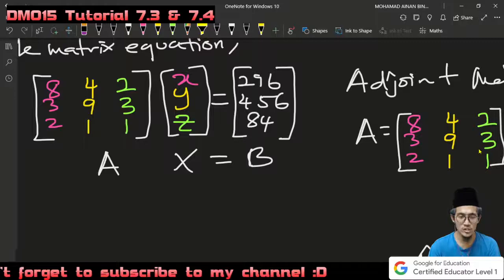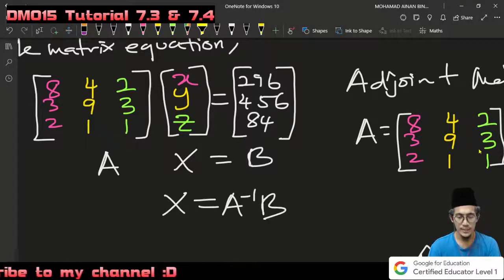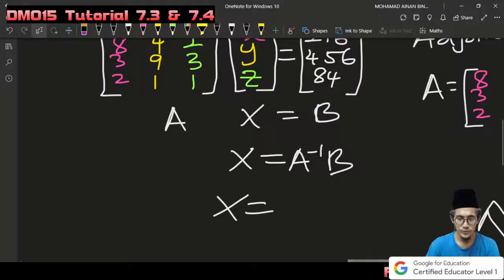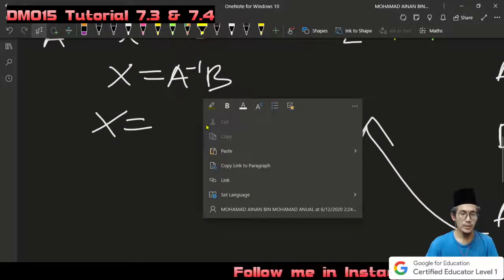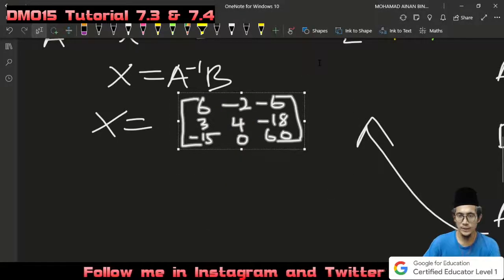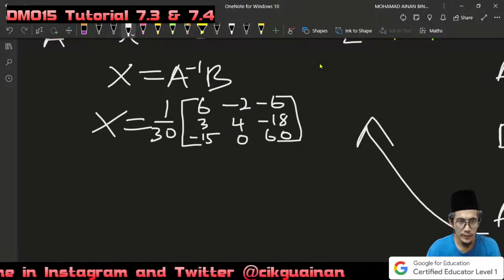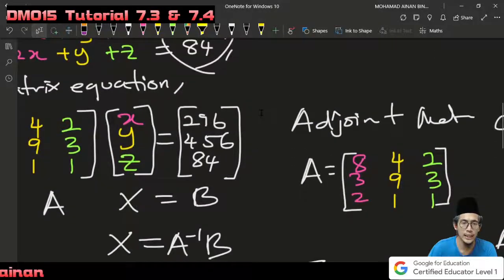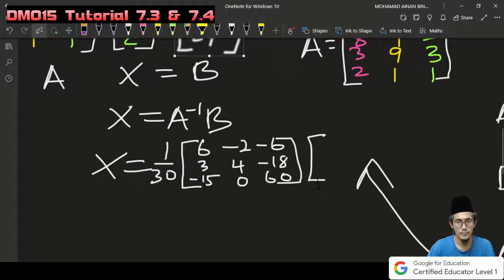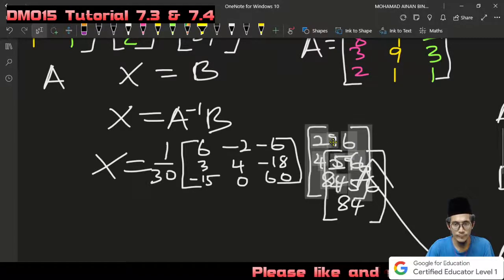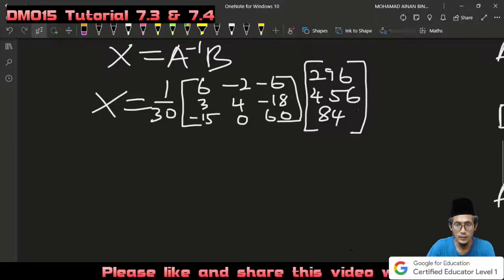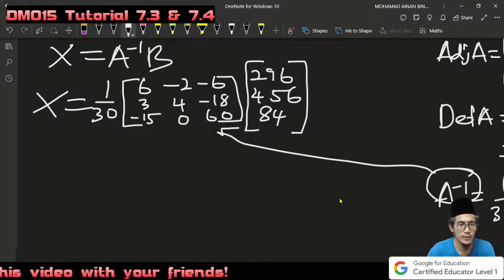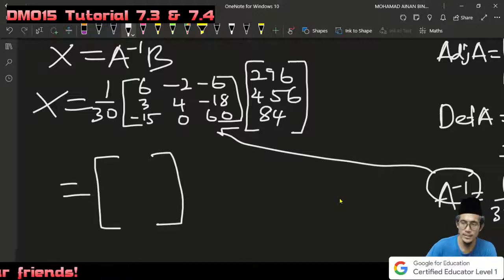Okay, because we know that AX equals B, X is A inverse B. So, X equals the A inverse from earlier. Okay, paste here. But don't forget there is 1 over 30 earlier. 1 over 30 multiplied by what? Multiplied by the B at the back. Don't forget to copy it too. Okay, I put the wrong arrow. The arrow should be here for A inverse. So, and then you should get your X.